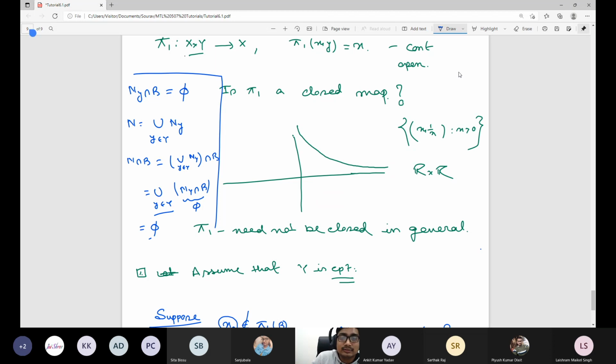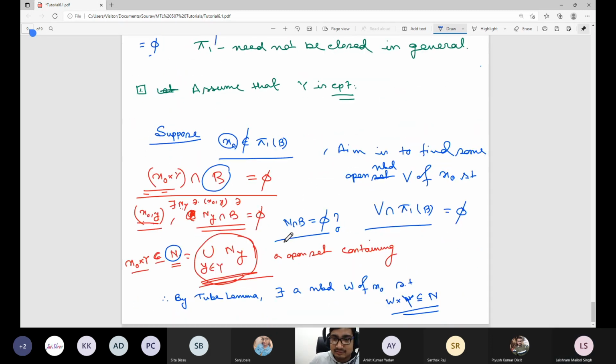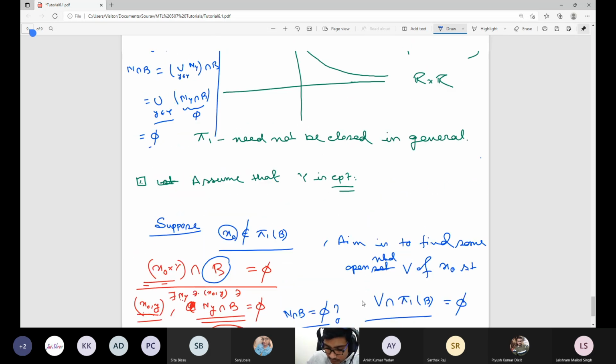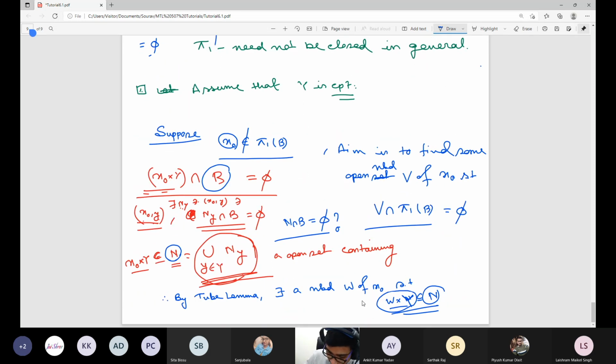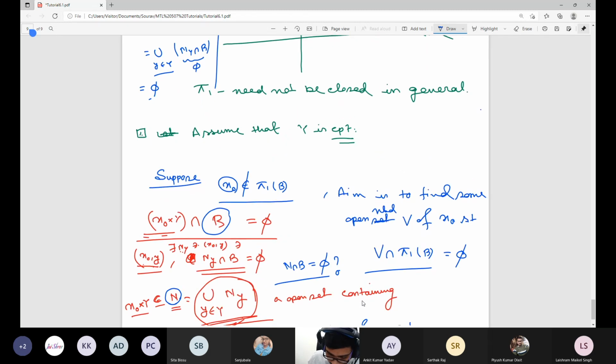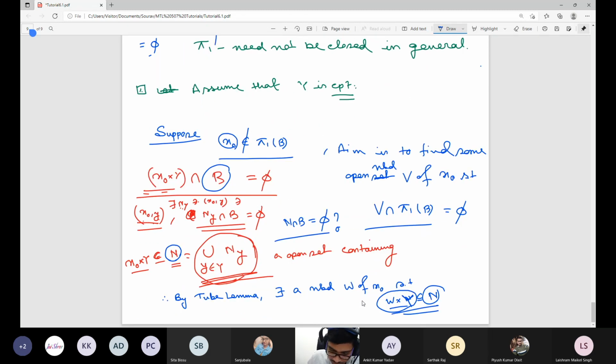Clear? Set theory. Clear? Yes, sir. You should tell me something. If you do not respond and you're not getting it, please tell me, I'll repeat. So W cross Y is an open set contained in N. It's a neighborhood of x0 cross Y. Now you see, N intersection B is empty.